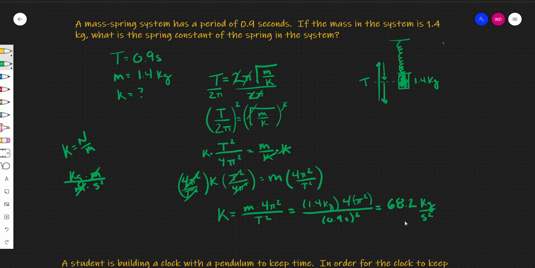On your answer on a test, quiz, homework, whatever, if you left it at kilograms over second squared, you are correct, because that's what newtons per meter simplifies down to. Or you could write 68.2 newtons over meters. Either or, these are the same thing, so you could write either. Okay, so 68.2 newtons per meter is what I end up with here for my answer. So that's a mass spring system.